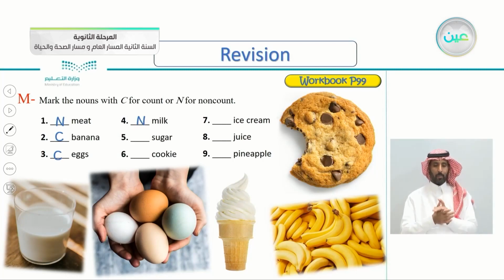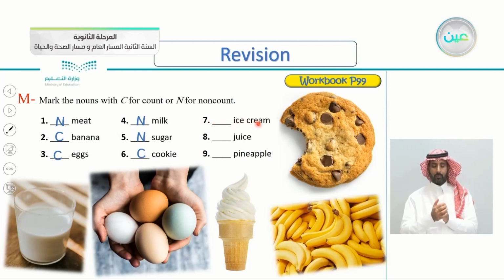What about sugar? Do we say 1 sugar, 2 sugars? No, of course. You can maybe say 1 cube of sugar, 2 cubes, and so on, or 1 spoon, but you can't count the sugar itself. What about cookie? Number 6 is C. C is for count, not cookie. You can count them. 1 cookie, 2 cookies, and so on.